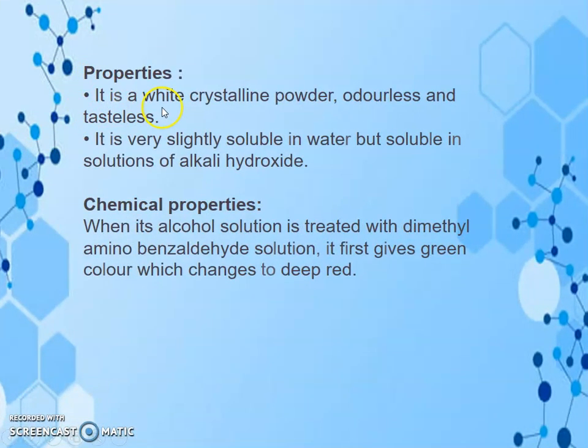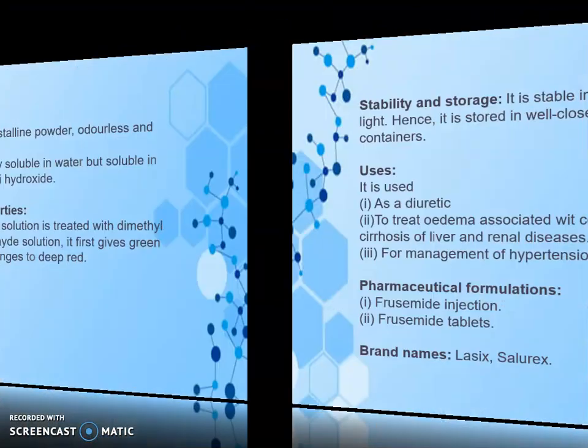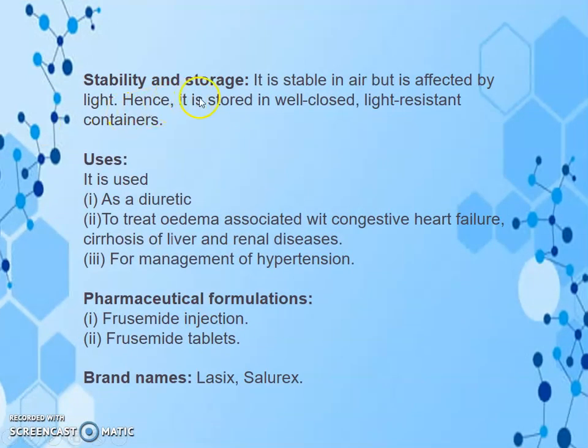Physical properties. It is a white crystalline powder, odorless and tasteless. It is very slightly soluble in water but soluble in solutions of alkali hydroxide. Chemical properties. When its alcoholic solution is treated with dimethylaminobenzaldehyde solution, it first gives a green color, which changes to deep red. Then stability and storage condition. It is stable in air but affected by light, hence it is stored in a well-closed light resistant container.